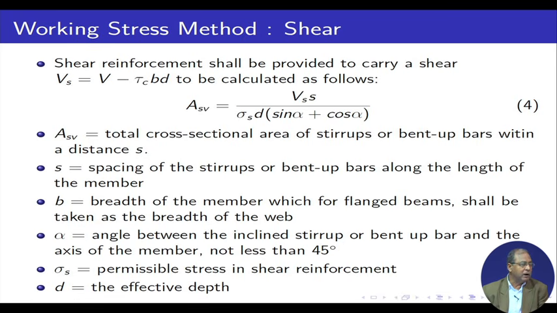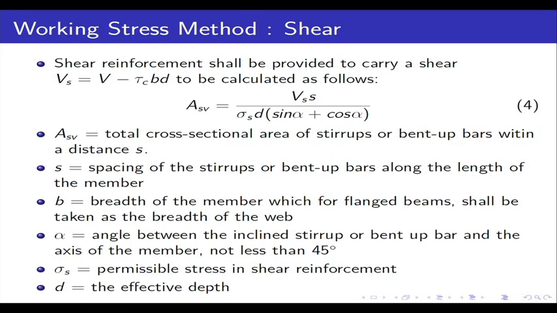So, from there you can find out. How do you find out here? We can consider a certain value of alpha, and d we know, Vs we already know. Now, generally we find out the ASV, say with 8 millimeter, 10 millimeter, or 12 millimeter diameter bar. In most cases we use a two-legged bar, so 8 millimeter, 10 millimeter, like that.